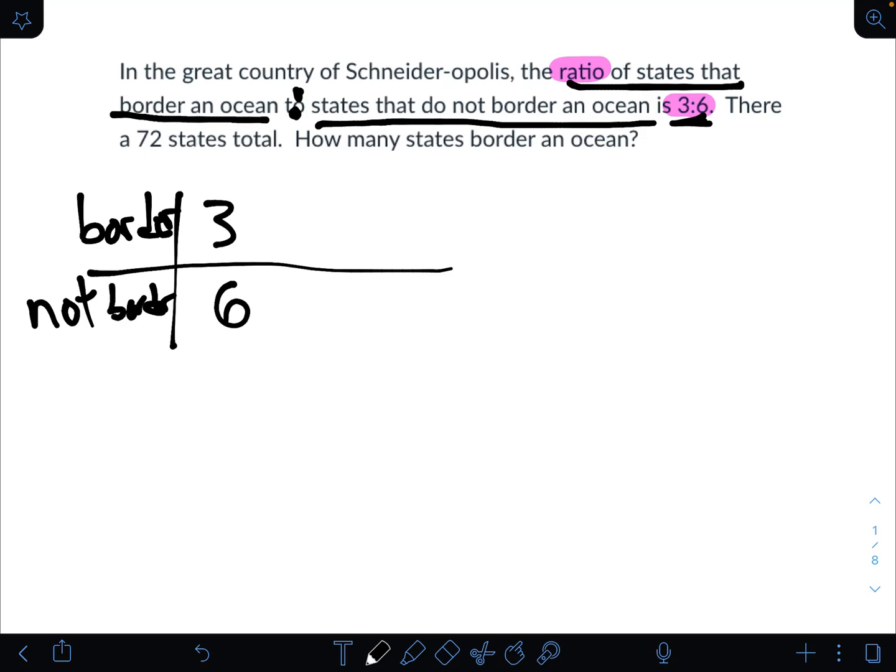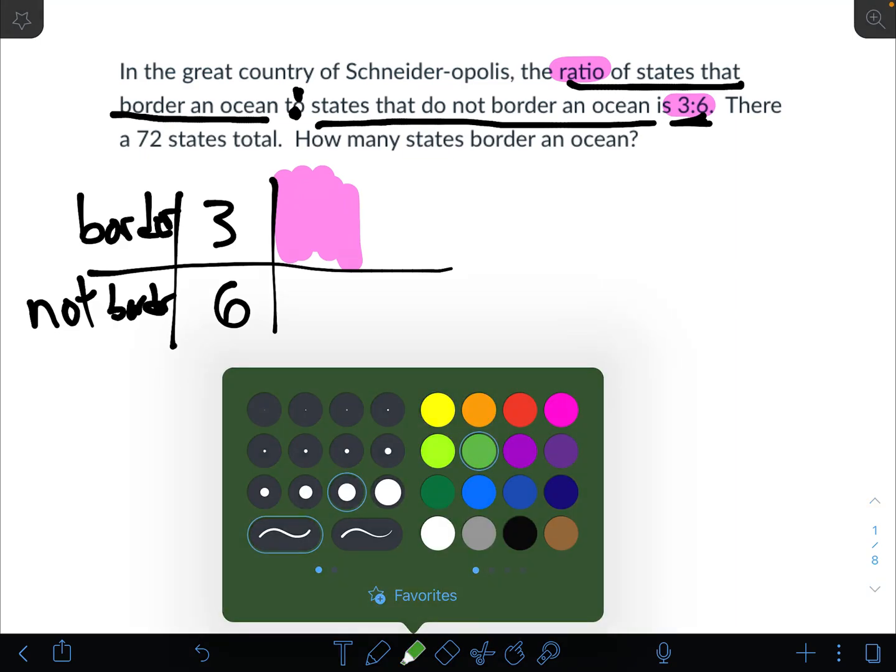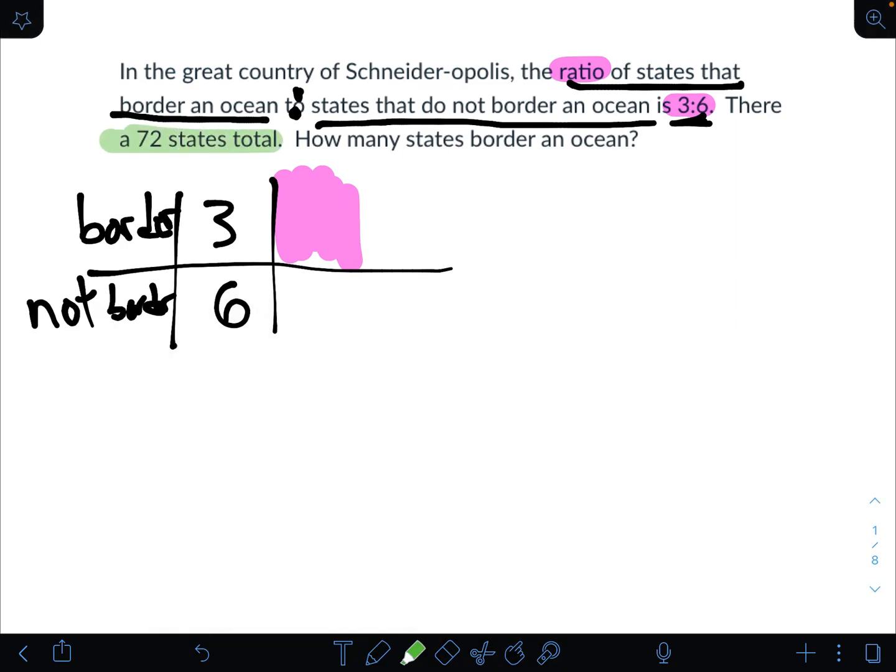So there are 72 states total. How many total states border an ocean? So we want to know this information. What I want to know is what we do with the 72. My first thought, of course, is to put 72 down here. But these 72 are all the states, not just the non-border states. So 72 won't go there, 72 won't go here.